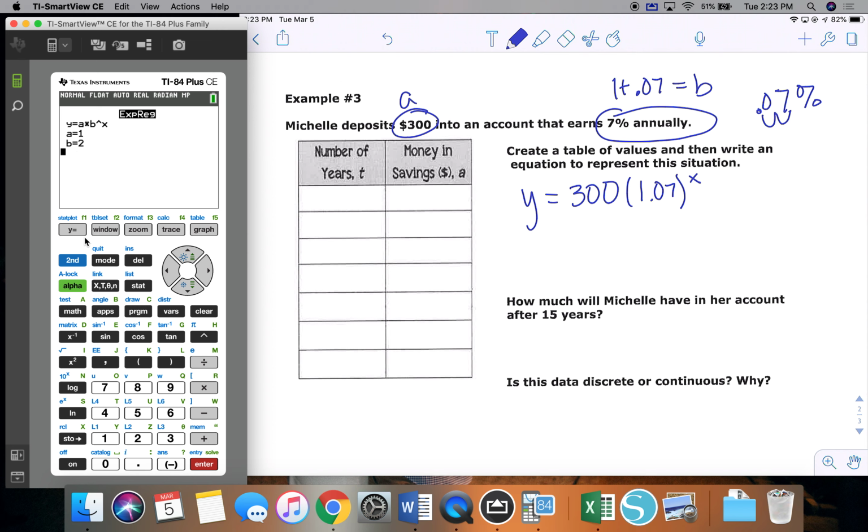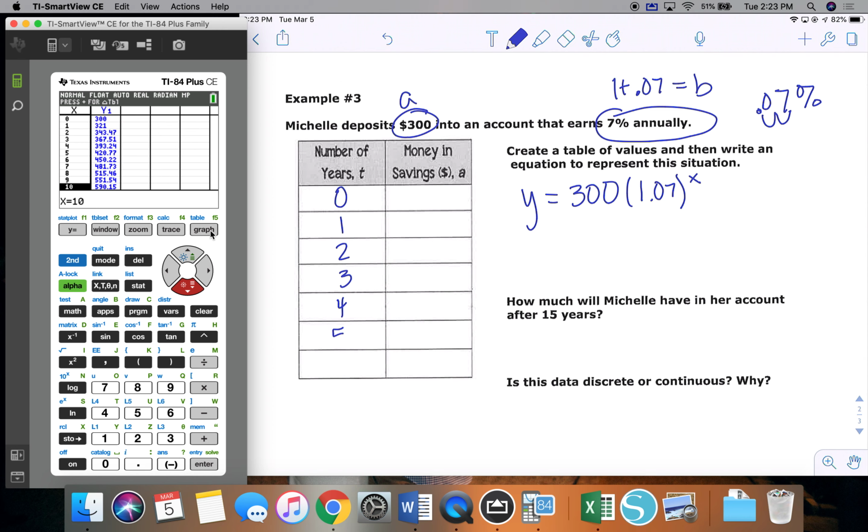You didn't even know. So in y equals, I'm going to enter this equation, 300 times 1.07 raised to the x. And then I'm going to use that information to go second table and create a table. Alternatively, if you feel like you could do the table part in your head, then you could use a table to do stat edit and go the other direction. But I didn't feel comfortable with that.